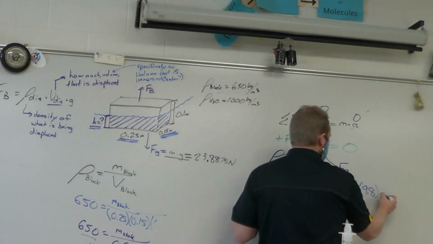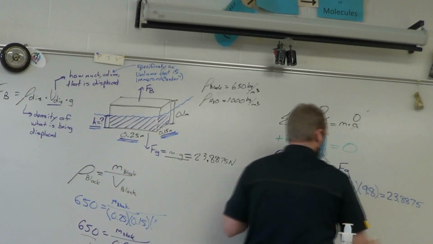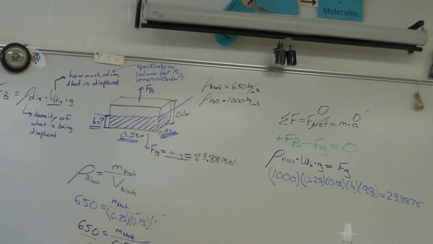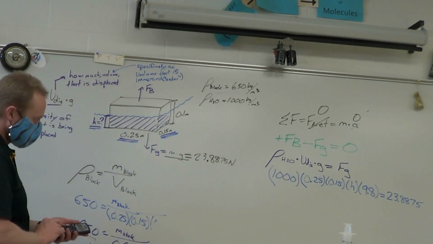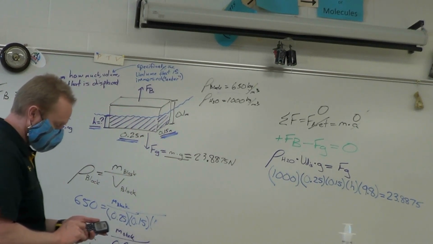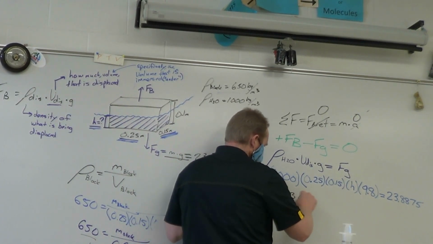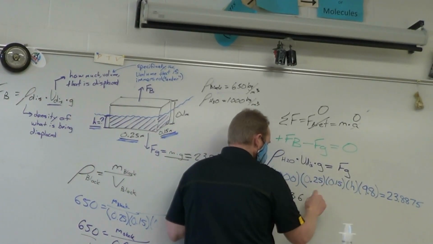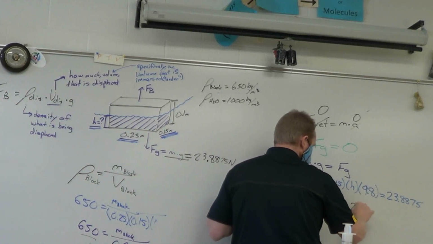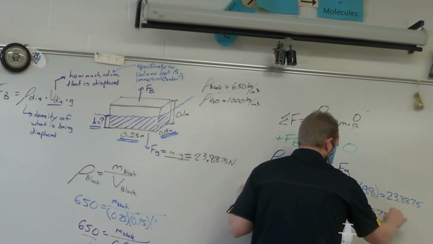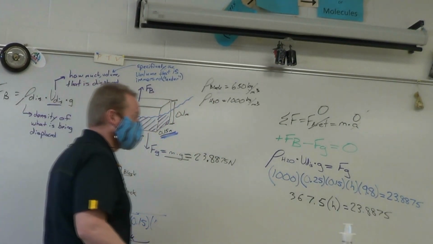Which is equal to F of G, which we already calculated to be 23.8875. So 1,000 times 0.25 times 0.15 times H times 9.8 is 367.5 H, which is equal to 23.8875. Make sure you divide the right number.